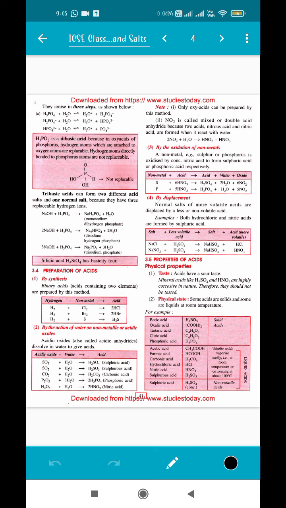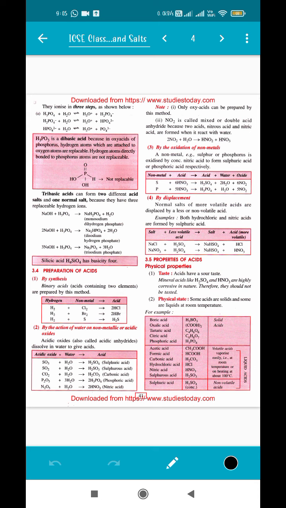Moreover, how can you remember how many bonds will be there? Phosphorus has a valency of 5. So as you can see, there are 5 bonds: 3 single bonds and 1 double bond, which counts as 2. So in total there are 5 bonds, so the valency is also completed.